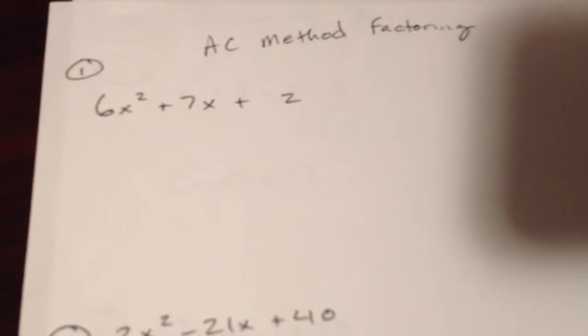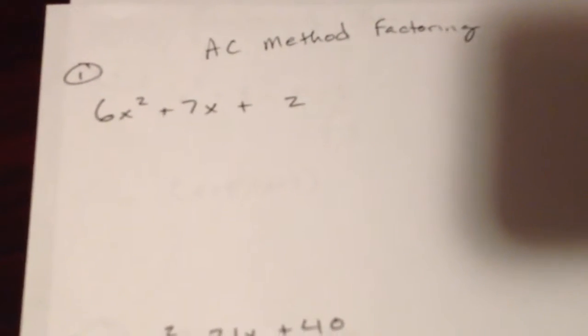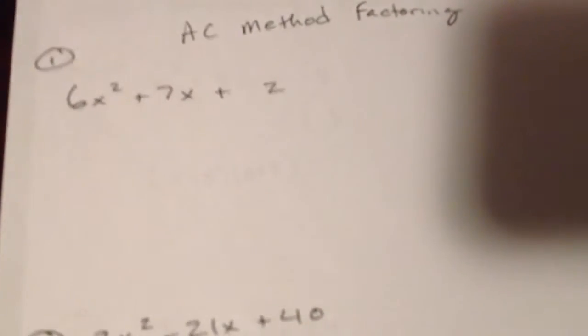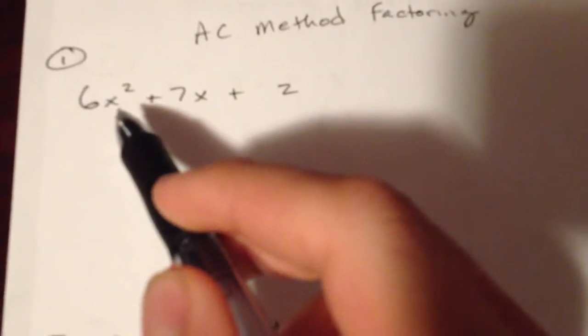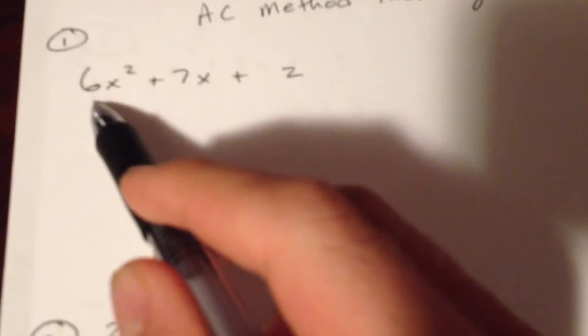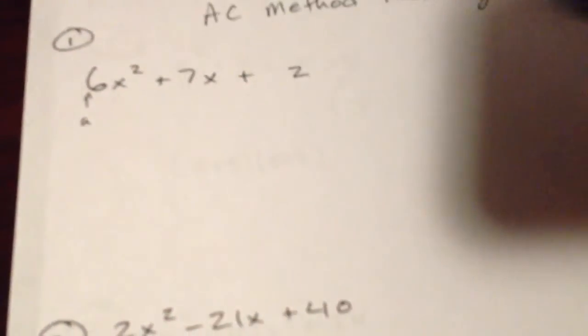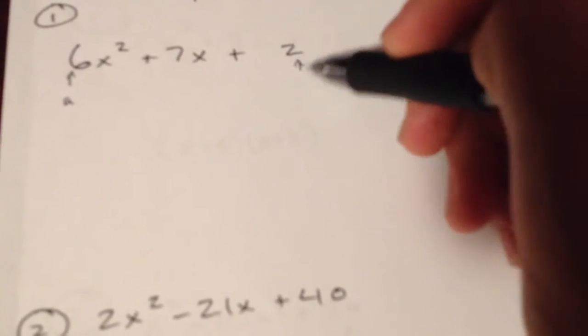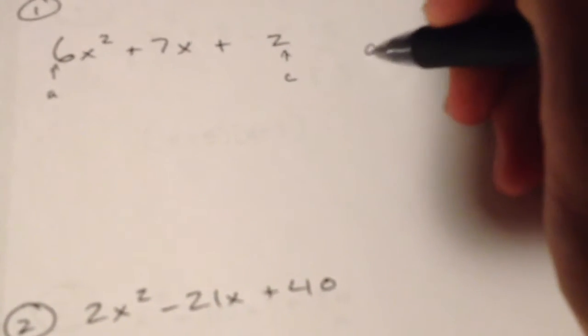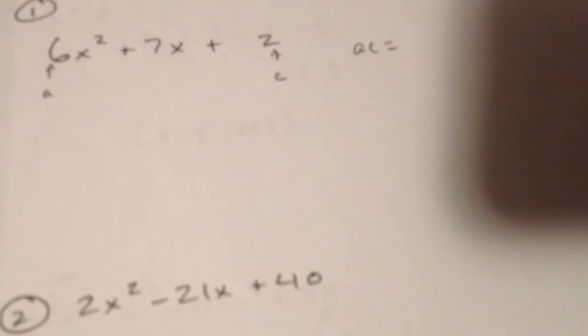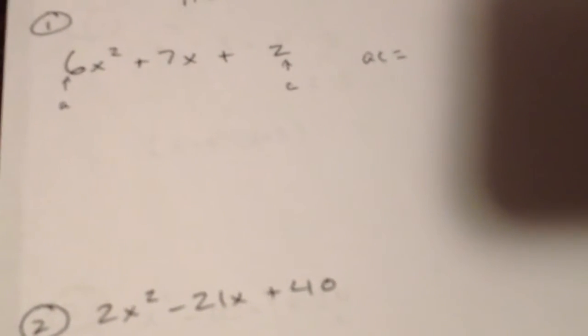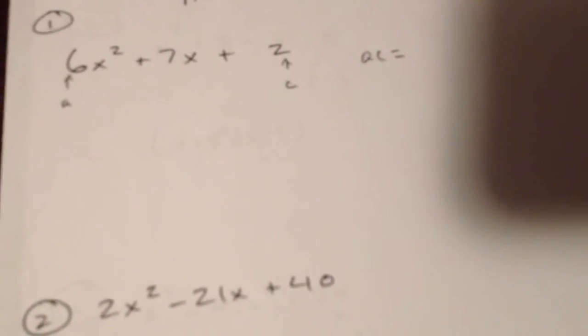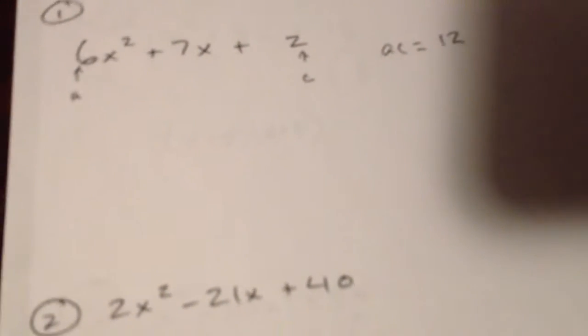Alright everybody, video number 2 here, the AC method for factoring. The AC method is used anytime you have a number attached to x squared. In this case the A is 6, the C is 2. AC is exactly what it says. You multiply them together. So in this case A times C, 6 times 2 is 12.